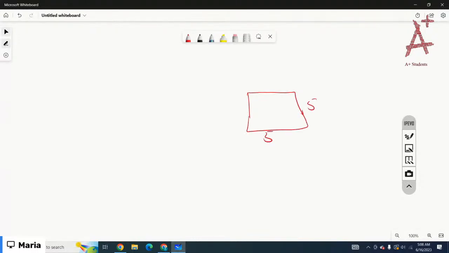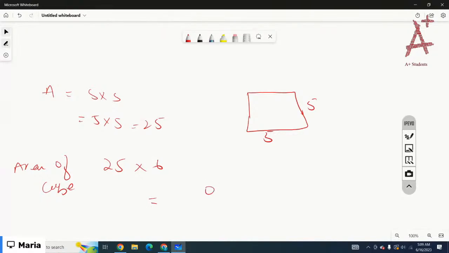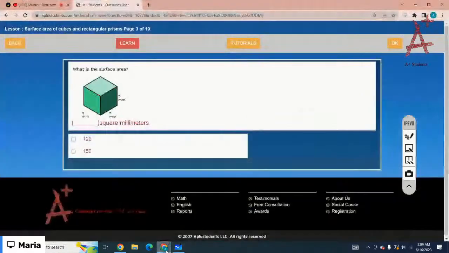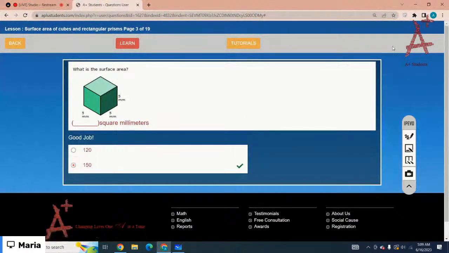Each face is a square. So the area of one side is side times side, that would be 5 times 5 equals 25. You have a total of 6 faces, so the surface area of the cube is 25 times 6. Got it? It would be 150. So the correct option is 150 square millimeters.